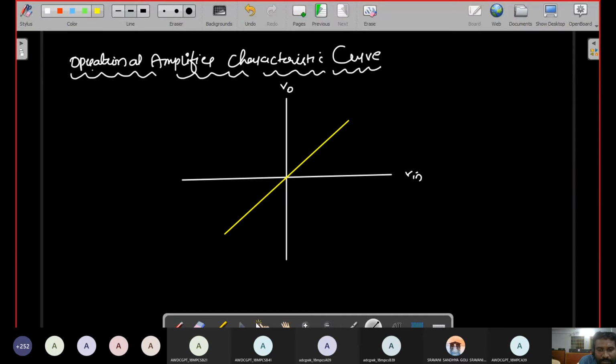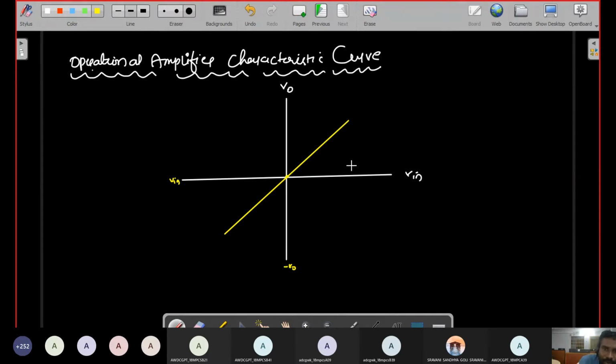The graph starts from the center point only. When your input signal increases, your output signal also increases, linearly. Similarly, this is the negative output voltage, and you give a negative input voltage. If you give the input voltage in this direction, the output voltage also increases linearly.